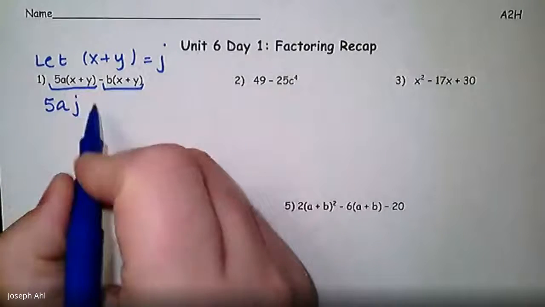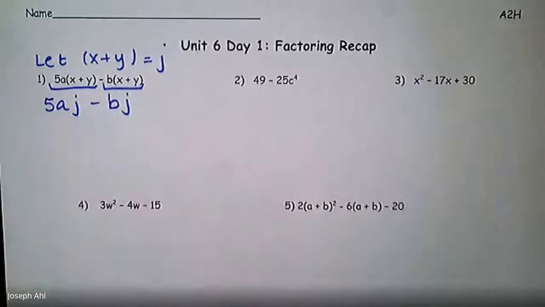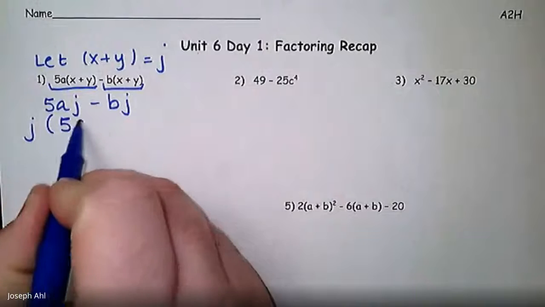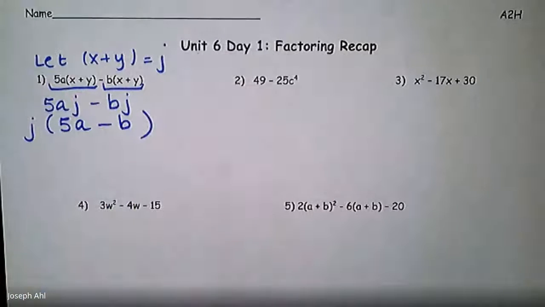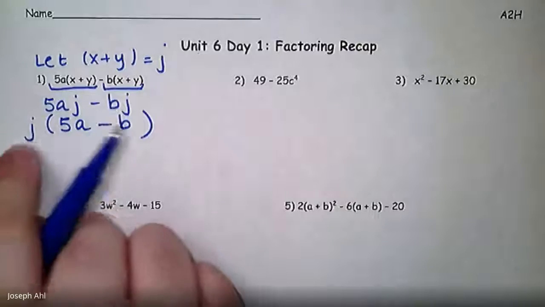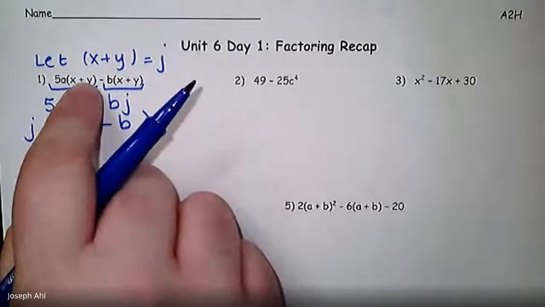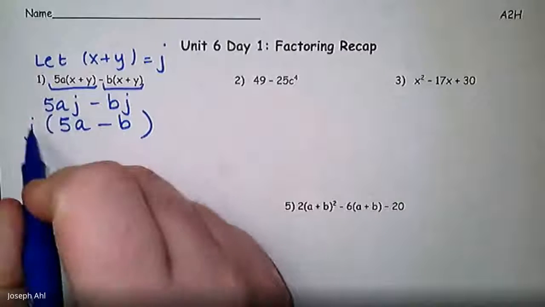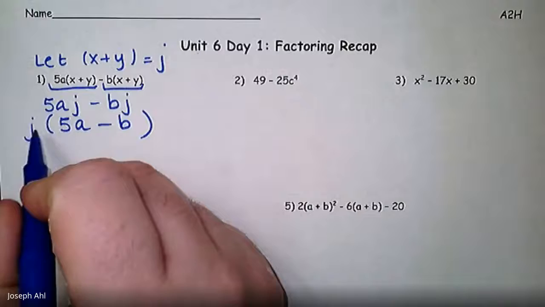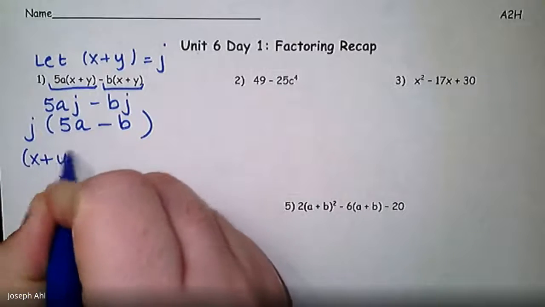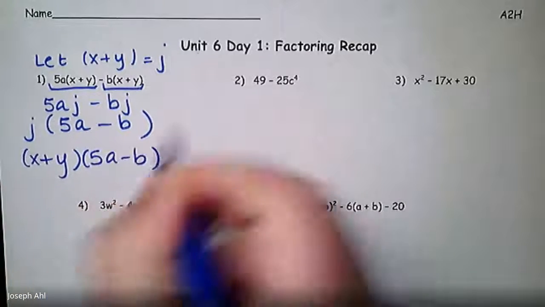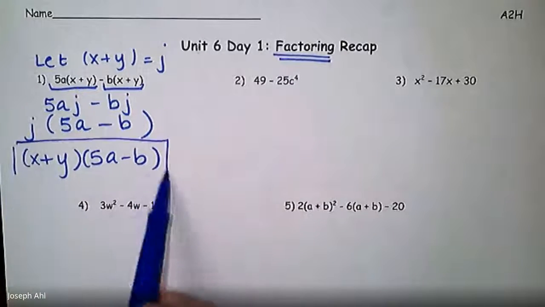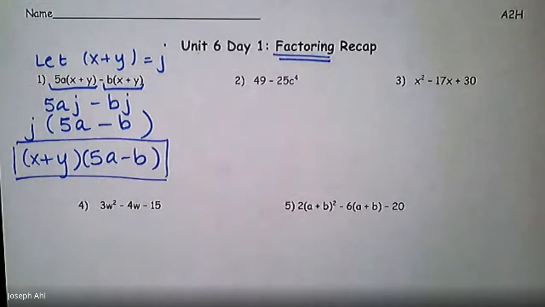5a times j minus b times j. And then what happens in this case is you can take out a j as a GCF. And that leaves you with 5a minus b. The advantage to using a dummy variable is, just in case you don't see that x plus y itself as a GCF to factor out to start, now that I have that j factored out, we can replace j with the quantity x plus y. And remember that the whole goal of factoring is to write something as a product.